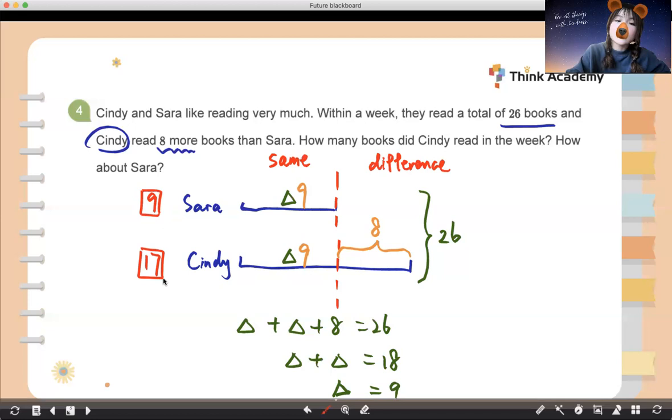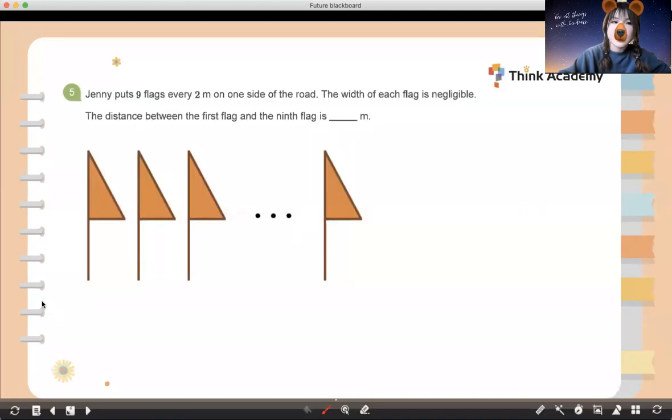Okay, so the reason why we're drawing the dotted line here is that we want to take out the extra part from the total, so that we only need to look for two same numbers that add up to 18. Okay, all right, and then we're going to go to our last question.